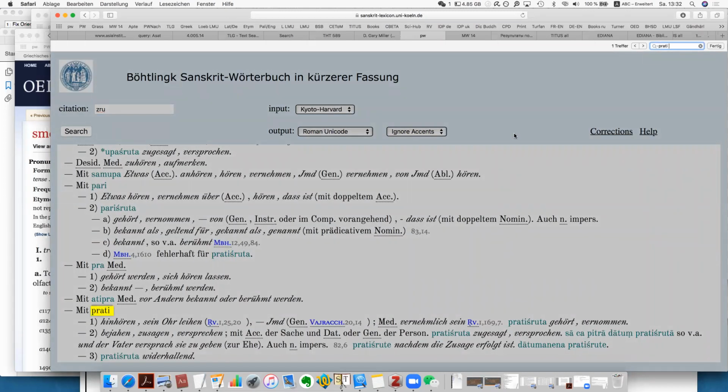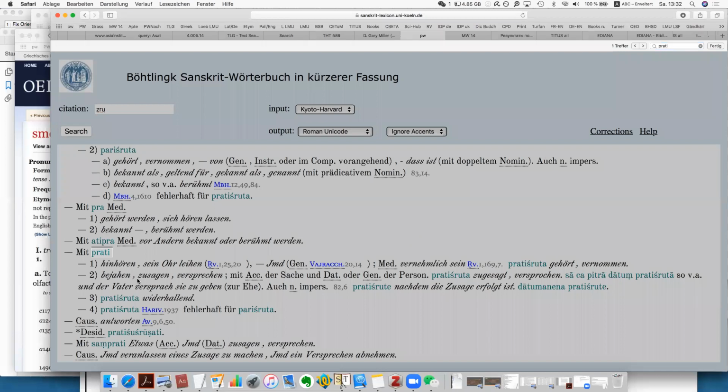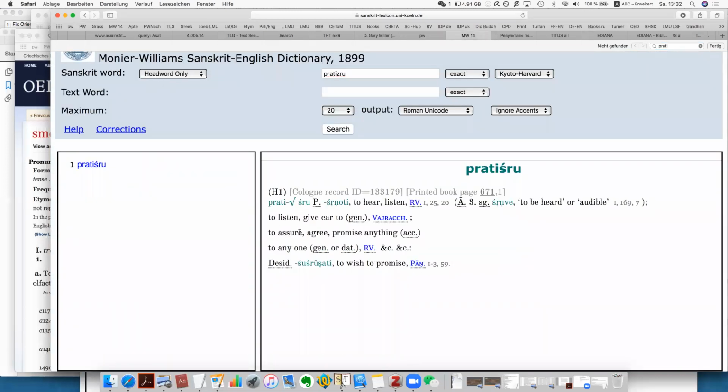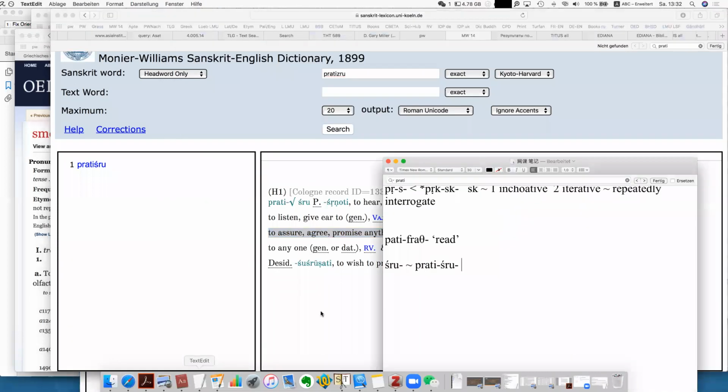I hope I'm not mistaken. Okay. So actually, you see, prati-śru actually means to assure, to agree, to promise something. And śru means to hear, right? Śru actually means to hear, but prati-śru means to assure, to agree, to promise something.